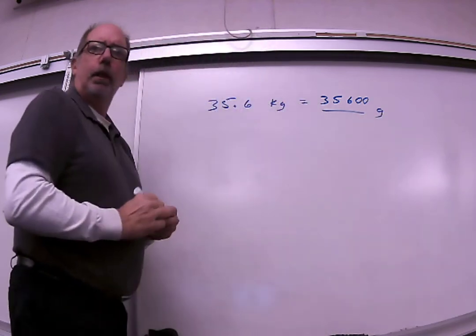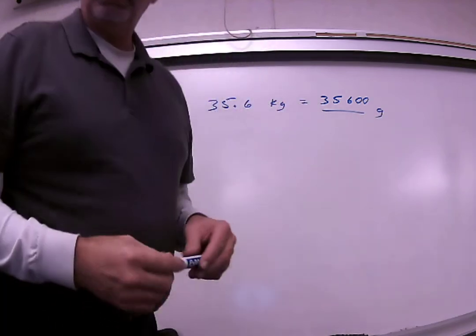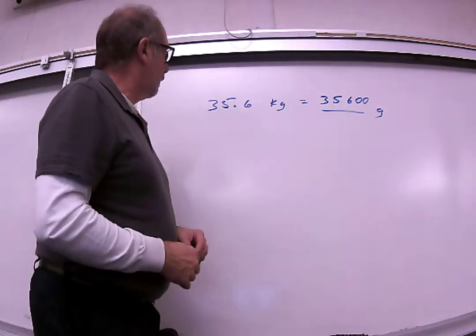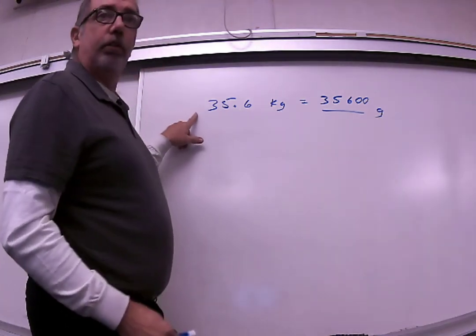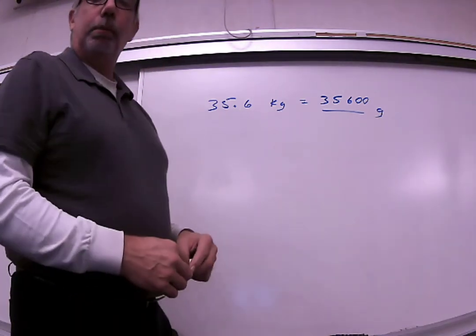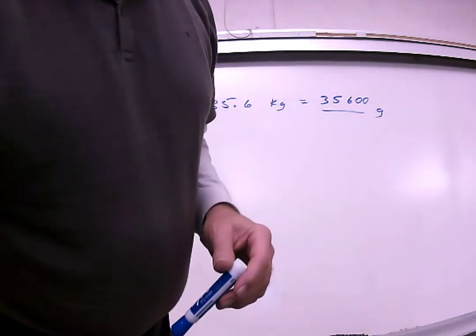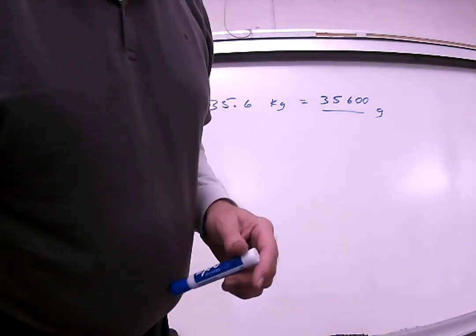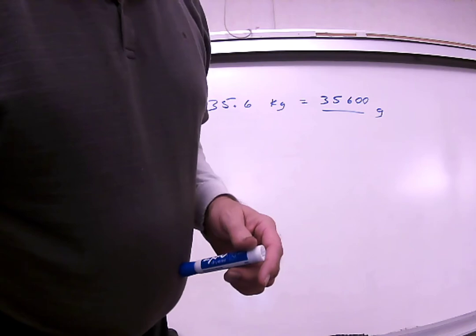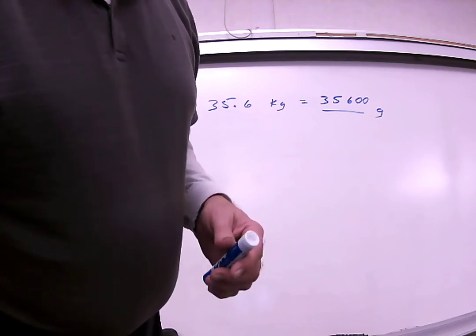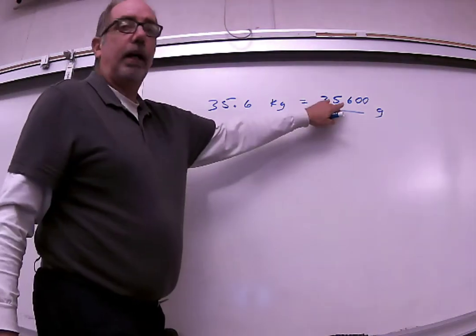35,600. Okay, the most common incorrect answer that I'm looking at is 0.0356. Those people moved it three places to the left instead of the right. So the proper conversion is 35,600.